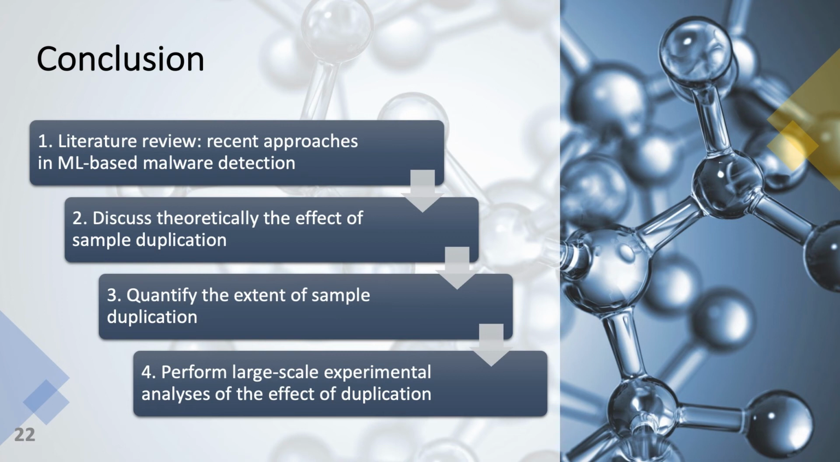Finally, we perform large-scale experimental analysis of the effect of duplication by considering two learning scenarios for malware detection: binary classification of maliciousness as a supervised learning problem, and malware family clustering as an unsupervised learning problem. Based on our experiment findings, we provide a discussion on the quality of the current malware datasets, as well as on the validity of their recorded performance in the literature.